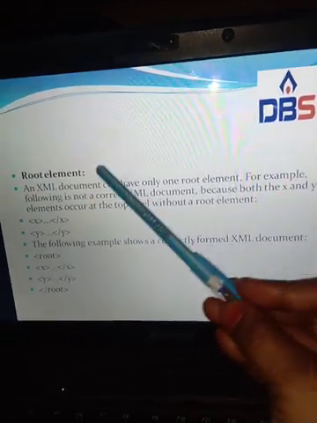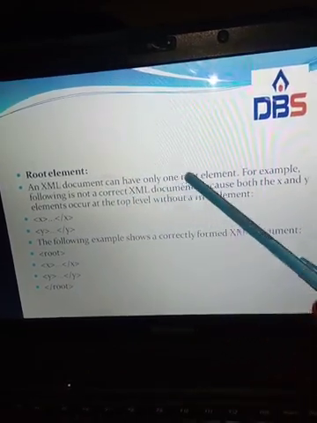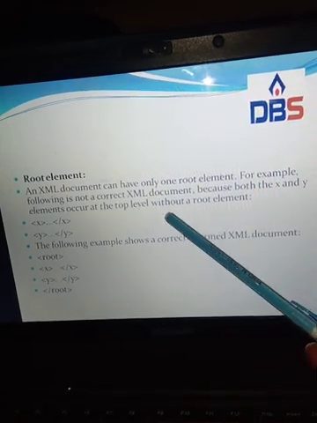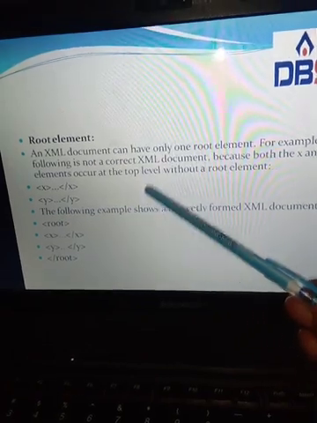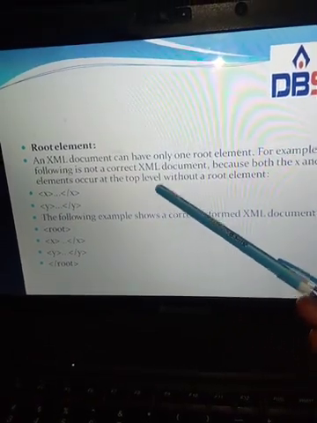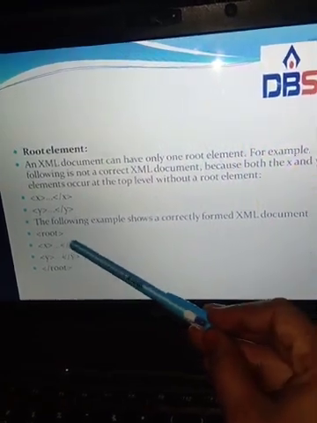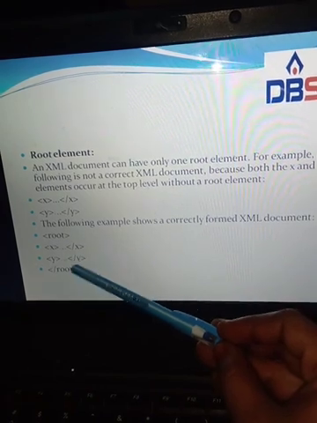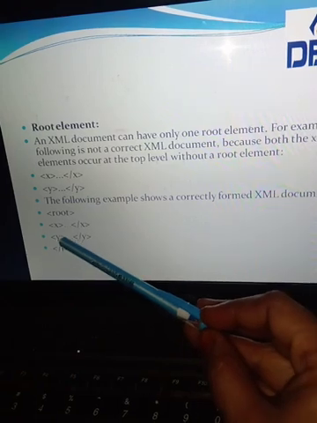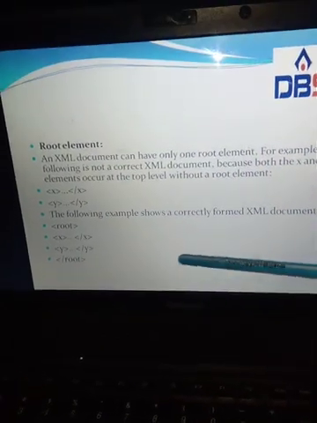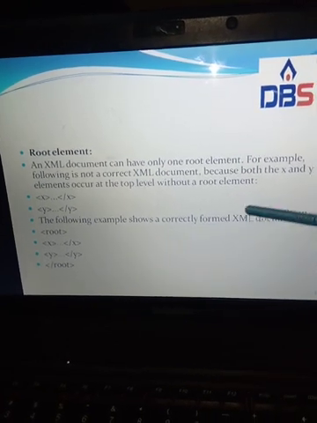Next topic is root element. An XML document can have only one root element. For example, we take x and y. Without a root element, it is not an XML document. The root must be here, this is the child element, this is a subchild. After that you have to close the root element. Here x is the child element, y is the subchild element. Without a root element you can't define an XML document.